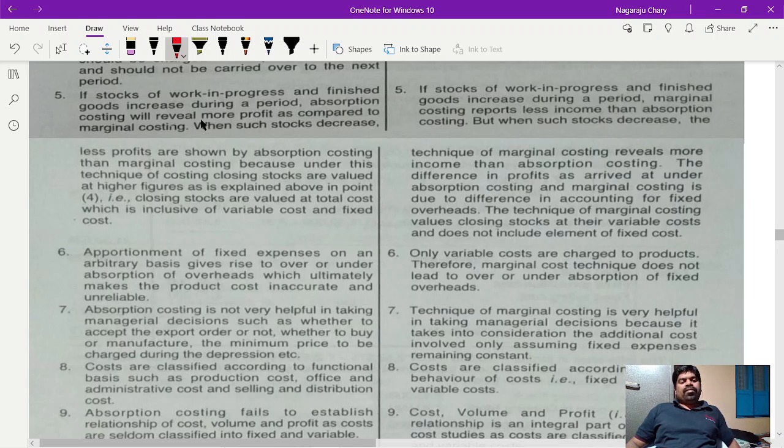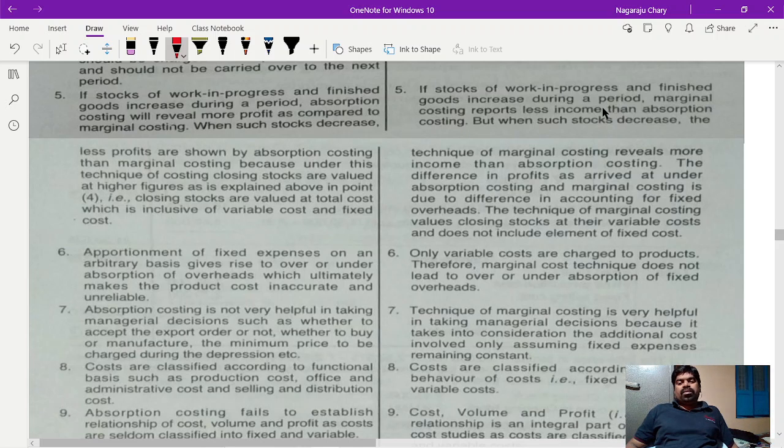absorption costing will reveal more profit as compared to marginal costing. When such stocks decrease, less profit is shown by absorption costing than marginal costing, because under this technique of costing, closing stocks are valued at higher figures, as is explained above in point 4. That is, closing stocks are valued at total cost, which is inclusive of variable cost and fixed cost.